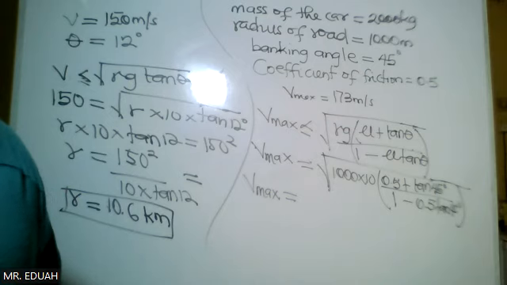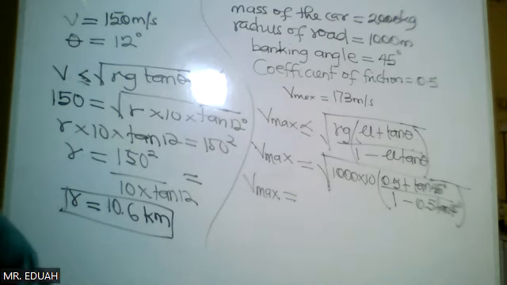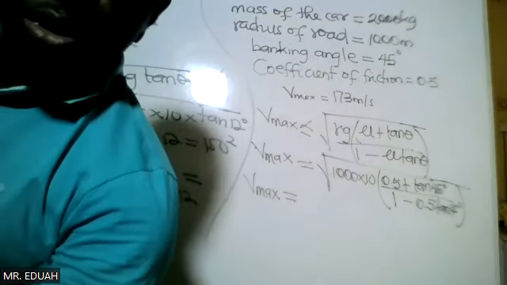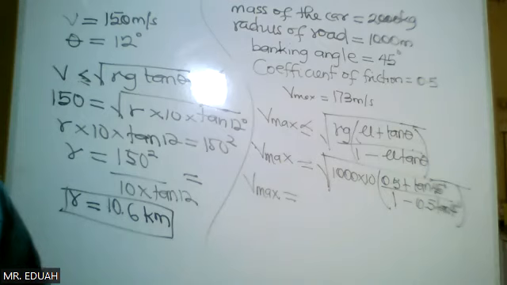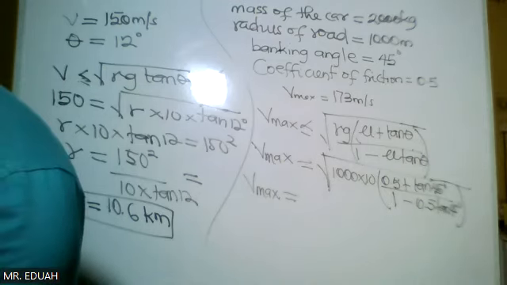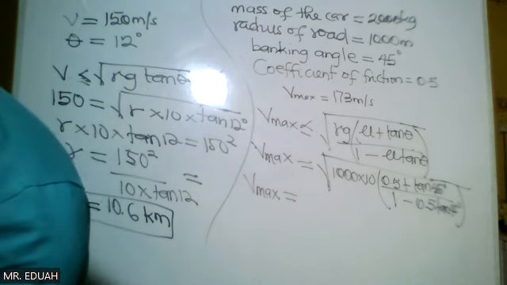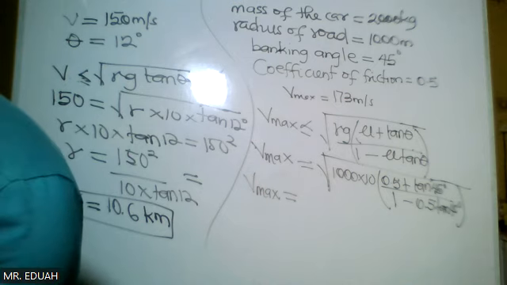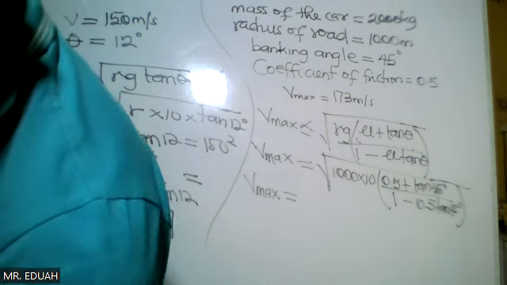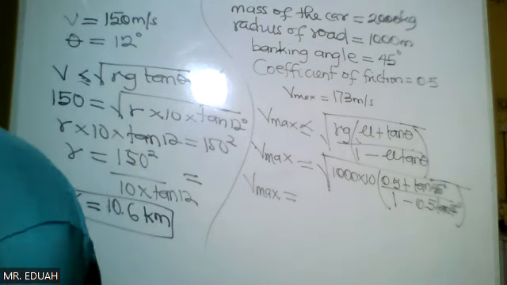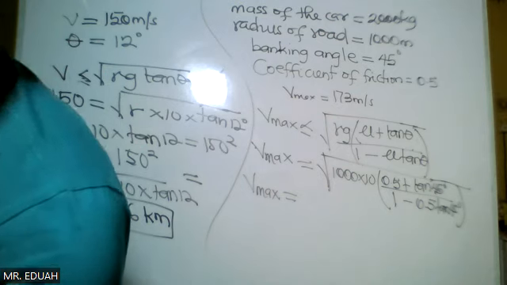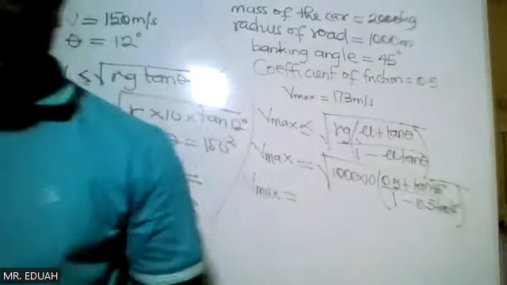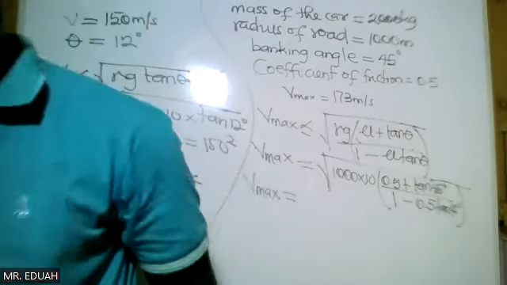What is the maximum speed at which a car can make a turn if the coefficient of static friction is 0.75? Then the other question, I'm giving you two, okay, at a go.